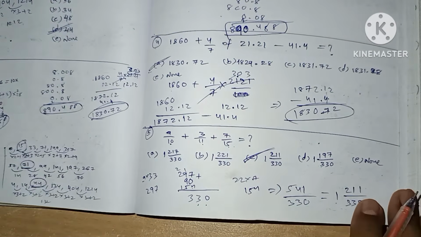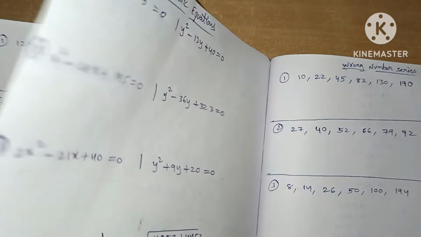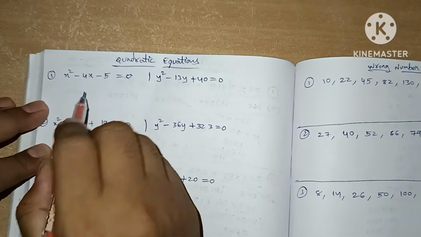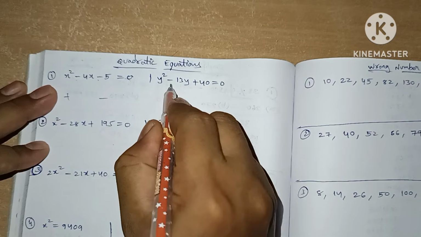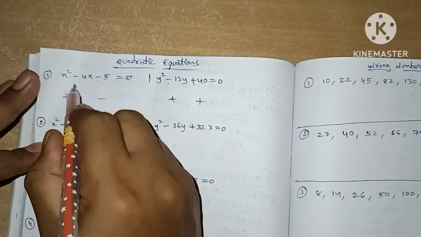Now we are going to see quadratic equations. First question. First we need to check the symbols. Minus and minus means plus and minus are the roots. Minus and plus means the roots are positive. So we need to find the values.